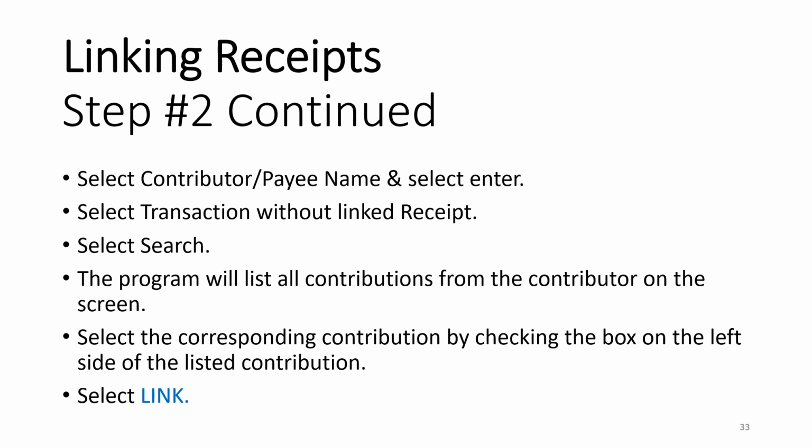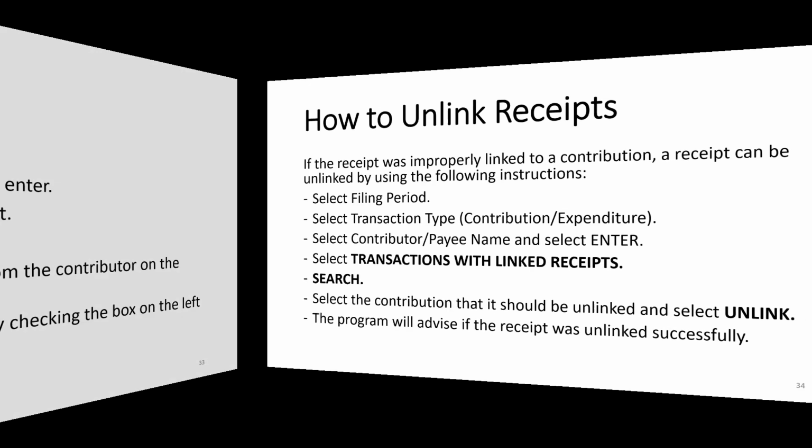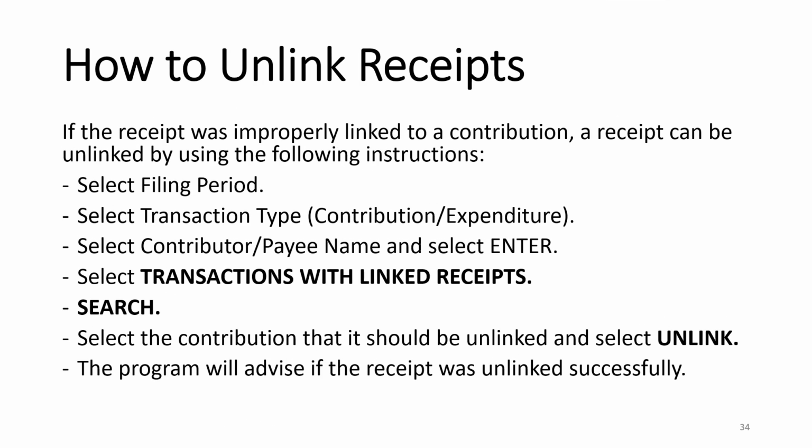You can also tweak your search criteria to see transactions that have not been linked, transactions with linked receipts, by contribution type, and even transaction date range. To unlink receipts, it's similar to linking receipts, except once you've found the correct contribution or expenditure, it will say Unlink. Then the program will advise that the receipt is successfully unlinked.